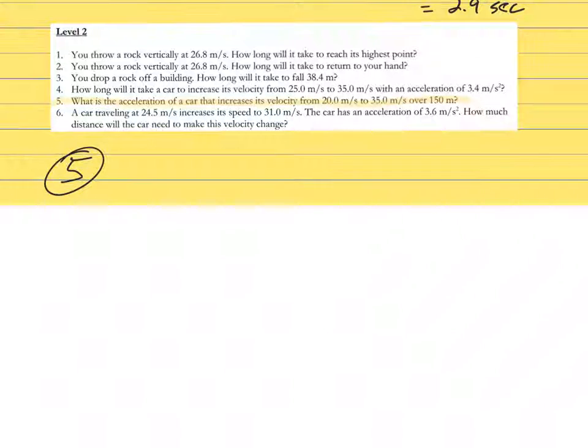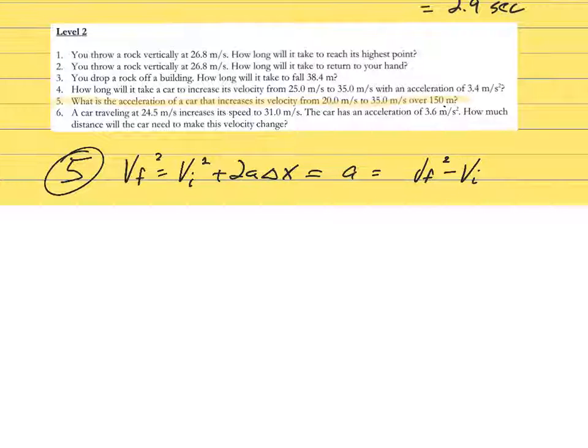This one, number 5, we have a couple of velocities, initial and final, and we have a displacement, and we're looking for A. So the only one I can use is VF squared equals VI squared plus 2A change in X. And if I rearrange that bad boy for A, it's always VF squared minus VI squared, because you have to subtract those from both sides, over 2 change in X.